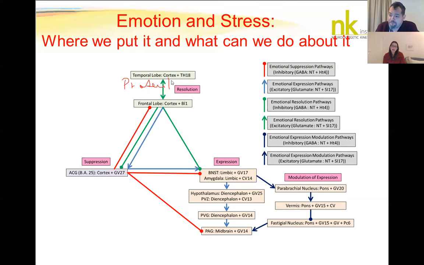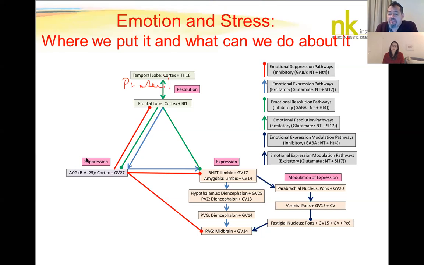Den Temporallappen und den Frontallappen brauchen wir für die Auflösung. Expression here, this is just a standard pathway from the NEPs, the PAG outputs basically. Und die Ausdrucksbahn, hier die Expressionsbahn, das wäre der Ausdruck der Emotionen, das kennen manche von euch vielleicht aus dem Kurs der neuroemotionalen Bahnen.